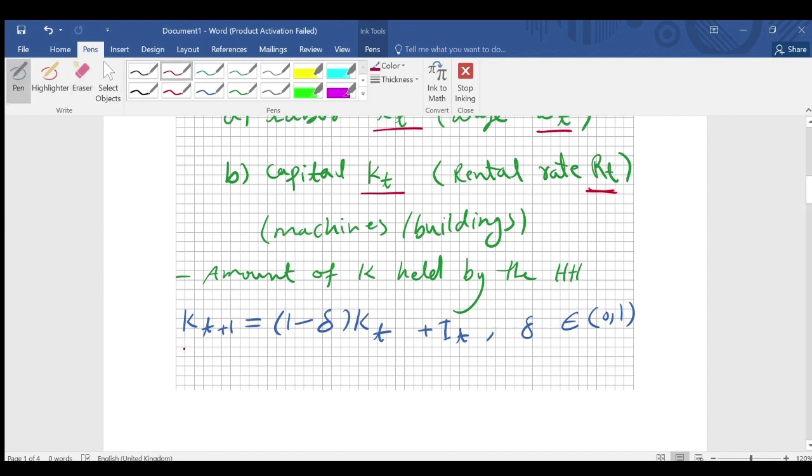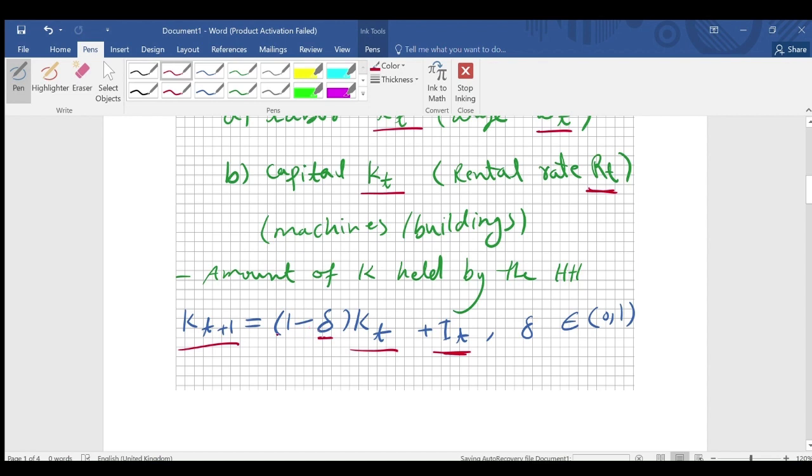So let's understand this equation. What's K_{t+1}? Basically, K_{t+1} is the amount of capital that the household holds at time t plus 1. Let's say that t is the current period and t plus 1 is the next period. So in the current period, she will have K_t amount of capital. In the next period, she will have the non-depreciated part of this capital plus her new investment. So that will be her amount of capital in period t plus 1.